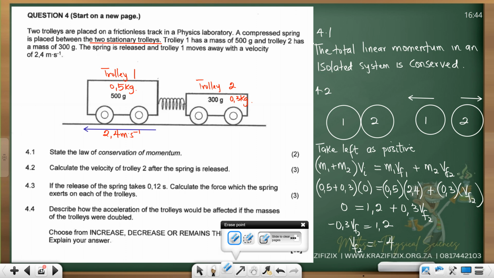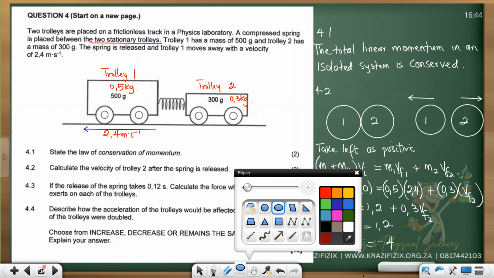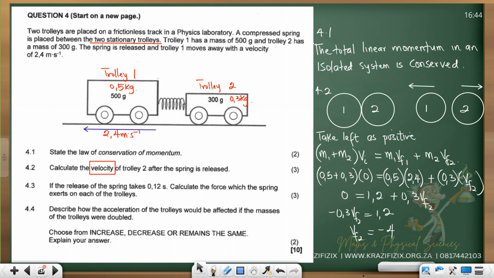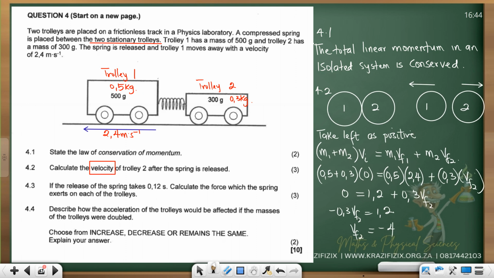Now, do you notice the examiner wants us to find the what? Please, always come back to the question. Velocity. Oh, which means we must have both magnitude and direction. You guys, you really need extra class. Now, do you remember we said take left as positive? It means our negative then becomes right, which makes a lot of sense, even from the diagram.